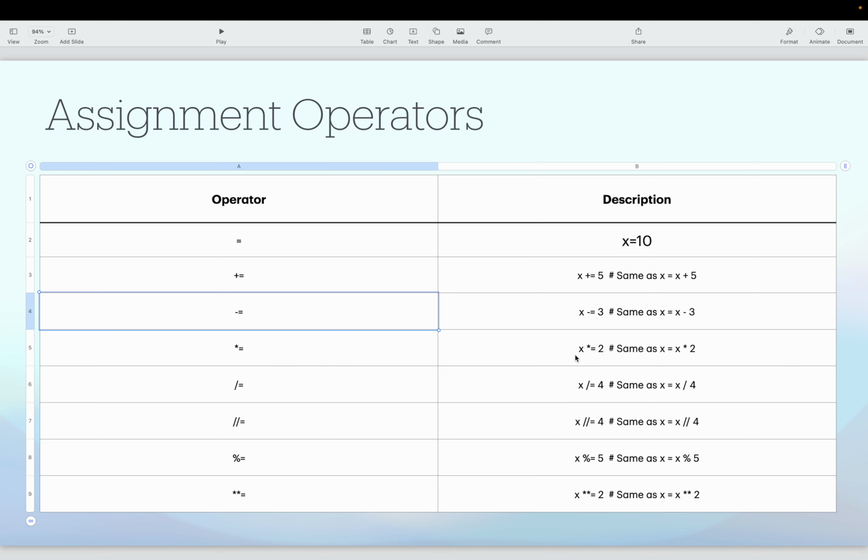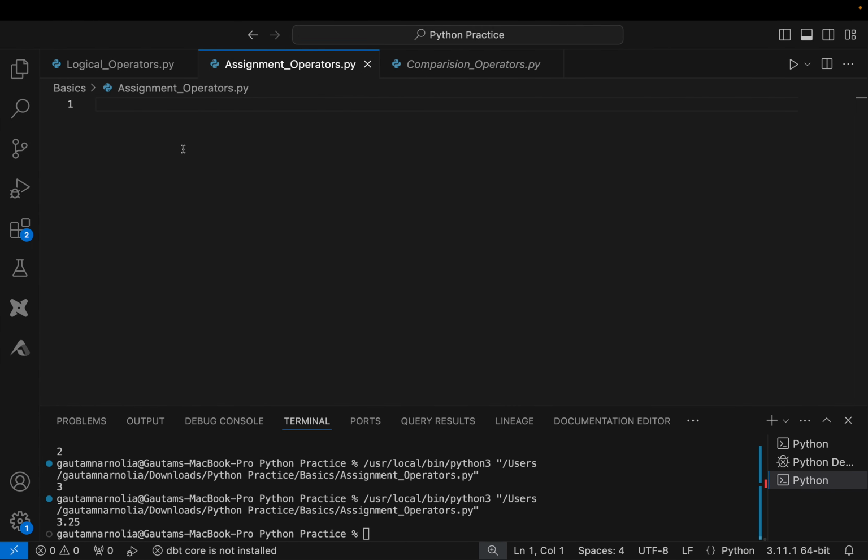Multiplication: we have x *= 2, which means x = x * 2. In the same way we have others also. I will show you an example of all the operators. We can write x = 5, which is very easy, and which we have seen in other videos also.